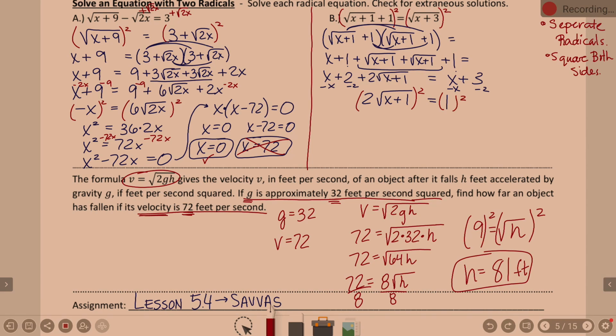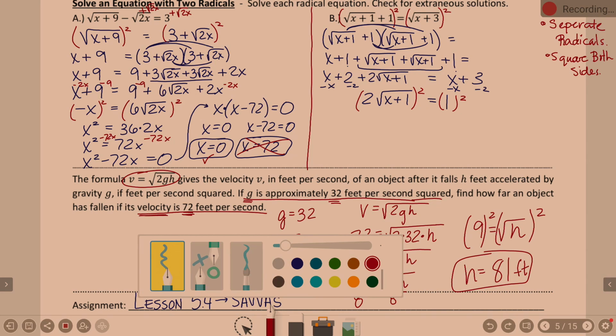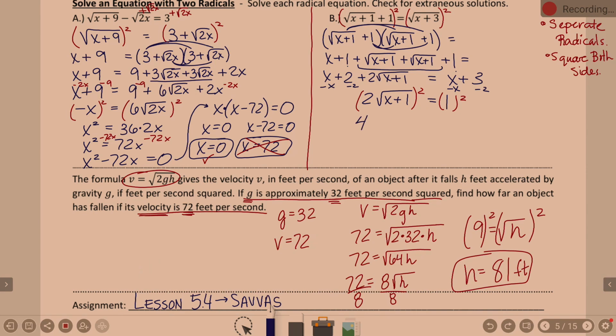On the left, when I square this, 2 squared is going to be 4. Square root of x plus 1 squared, x plus 1. And on the right, 1 squared is going to be 1. And now you have a very basic equation to solve. Distribute. 4x plus 4 equals 1. Subtract 4. 4x equals negative 3. You get x equals negative 3/4, and it does work.